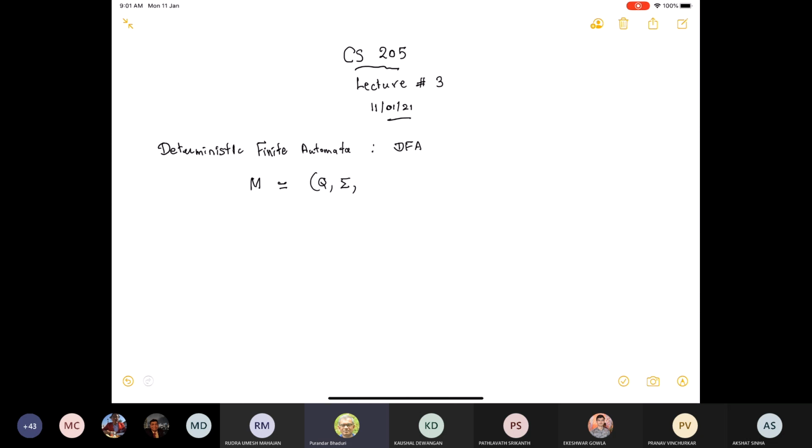A finite set of states Q, an alphabet sigma, a transition function delta, an initial state Q naught, and a set of final states F. So let me briefly write down the description of the various components.